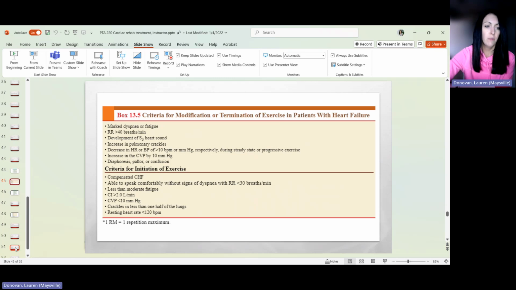This is criteria for modification or termination of exercise. So if they experience any of these symptoms that you see here, definitely if they have a respiratory rate of 40 breaths per minute, or if they have marked dyspnea or fatigue, all these things, or if they're diaphoretic or paler. So criteria for initiation is kind of the opposite, right? If they're able to speak comfortably without signs of dyspnea with a respiratory rate of 30 breaths per minute. So with those, you can look over that.